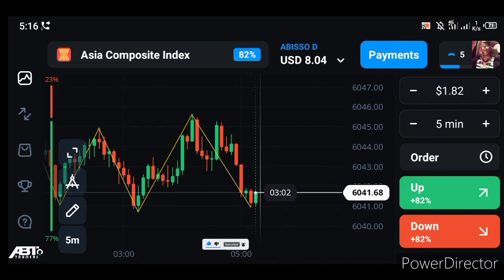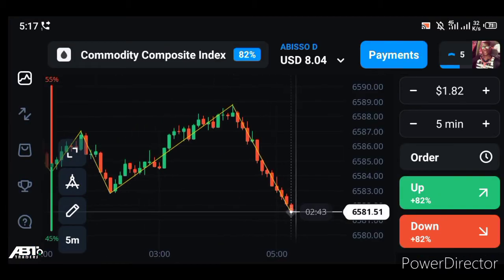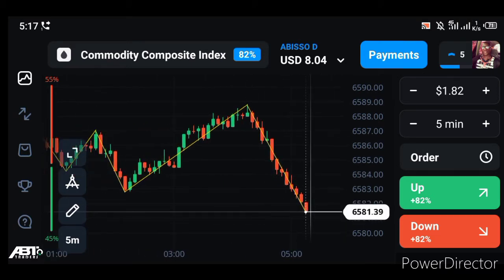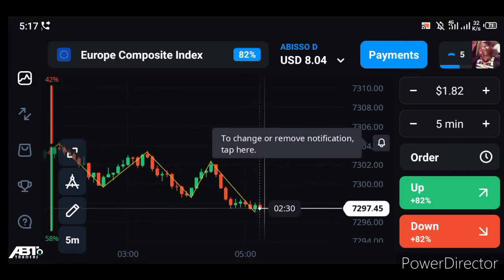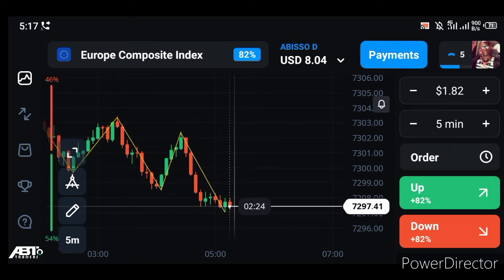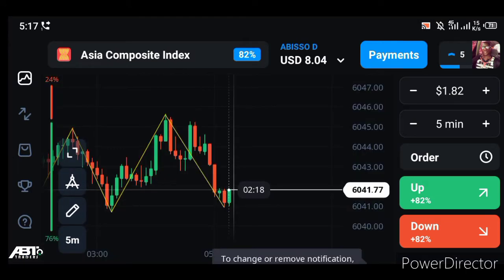So let us give it time and see what will happen next, because I can see another small resistance level on top of the red candle. So let us see. As you are waiting, let me check the commodity composite. It's a downtrend, but I don't see the chance there. Euro composite index is also on a downtrend, but I don't see any opportunity there. Let's go back to Asia.